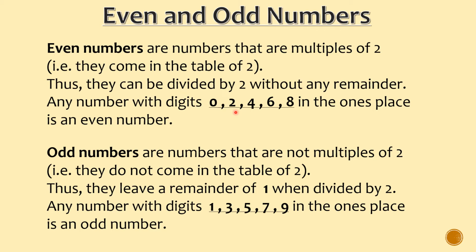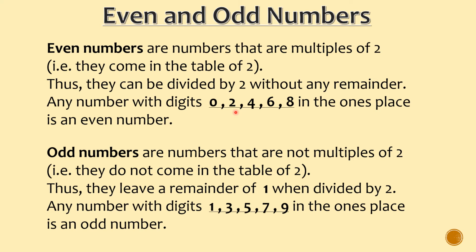For example, if I have a number 689. Now consider the digit in the ones place. What is the digit in the ones place? 9. Does 9 come in the table of 2? No, 9 does not come in the table of 2. This means 9 is not an even number, and that means 689 is not an even number.